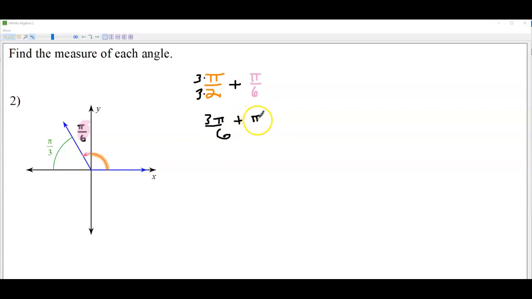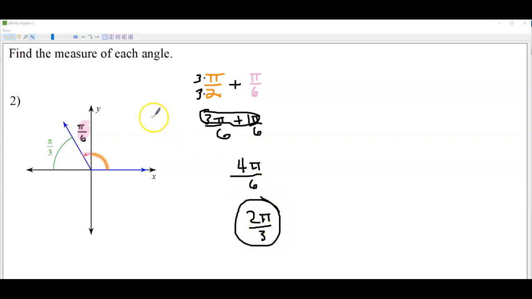plus pi over 6. Now pi over 6, that's a 1 pi over 6 if you're confused. Pi just means 1 pi. So now we can add these together and we get 4 pi over 6. And of course you do want to reduce if possible. 4 over 6 does reduce, so 2 pi over 3 would be our final answer there.